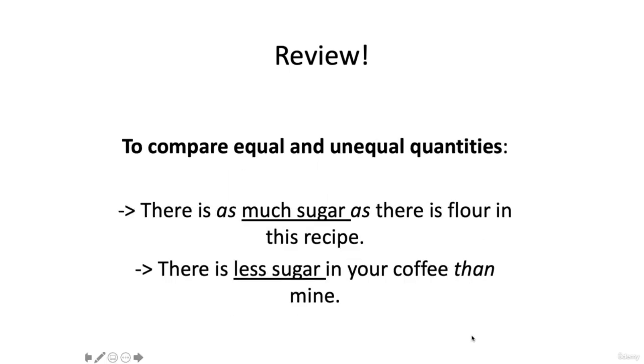To compare equal and unequal quantities, we can use 2 different constructions. The first one is as plus adjective indicating quantity plus noun plus as. For example, there is as much sugar as there is flour in this recipe. Much is an adjective indicating quantity, and sugar is a noun.